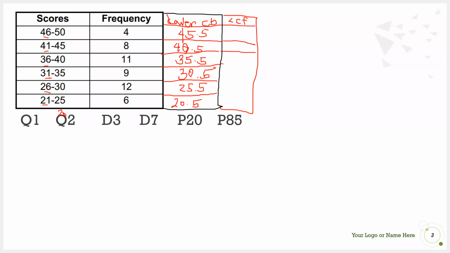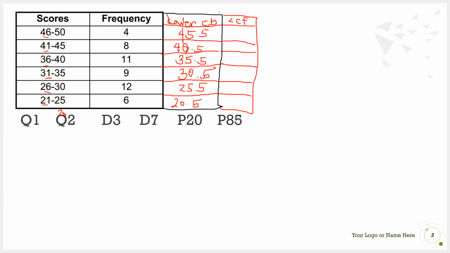To check kung tama ang inyong lower boundaries, di ba we have the class size? Sabi ko kanina, the class size of this is 5. 21, 22, 23, 24, 25. So 5. Kung mapapansin nyo, dapat nasusunod din yun ng lower class boundary. 20 plus 5, 25.5 plus 5, 30.5, plus 5, 35.5, plus 5, 40.5, plus 5, 45.5. So, nasunod pa rin niya. Hindi dapat mababago yun. Okay.